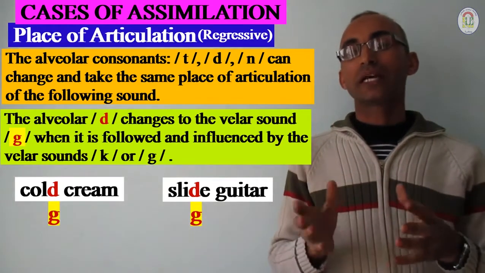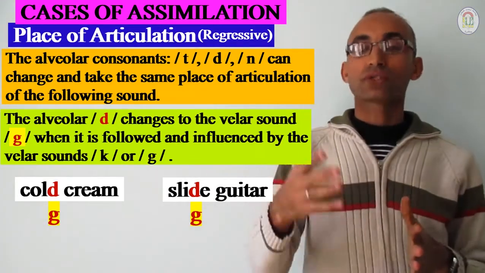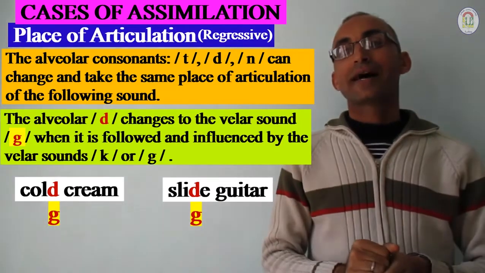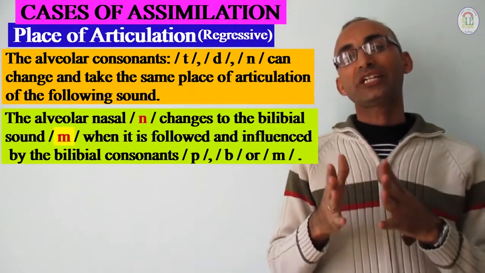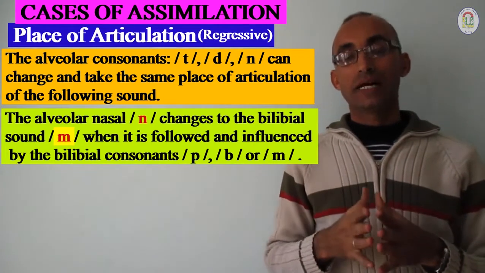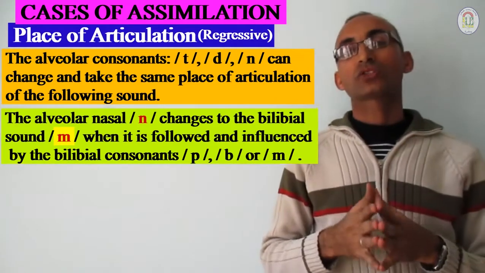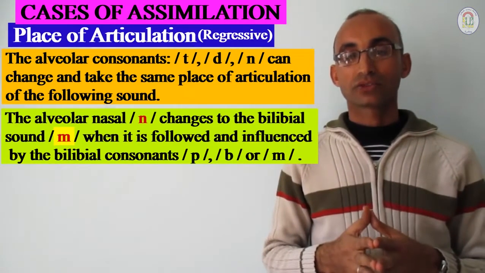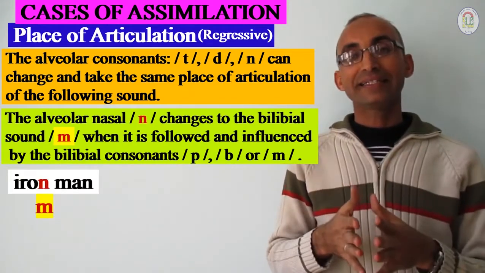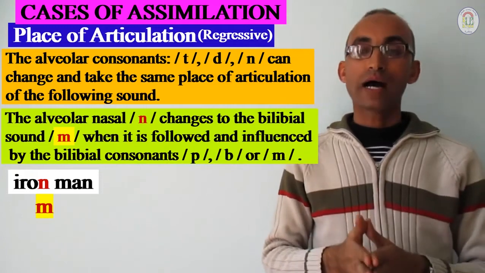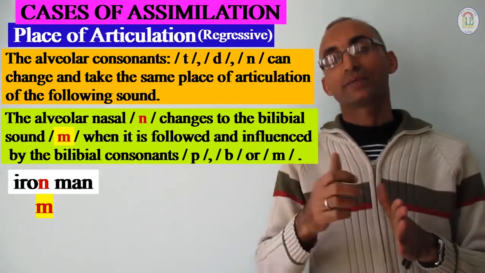Also, another case for the change of the place of articulation of a sound after being influenced by the following sound. Here, always for the alveolar consonants, I have the sound na, which changes into ma when na is followed by bilabial consonants, ba, ma. Right. So pronounce the na as ma, like in Iron Man. So na here in iron is pronounced ma. Why? Because it is followed and influenced by ma.